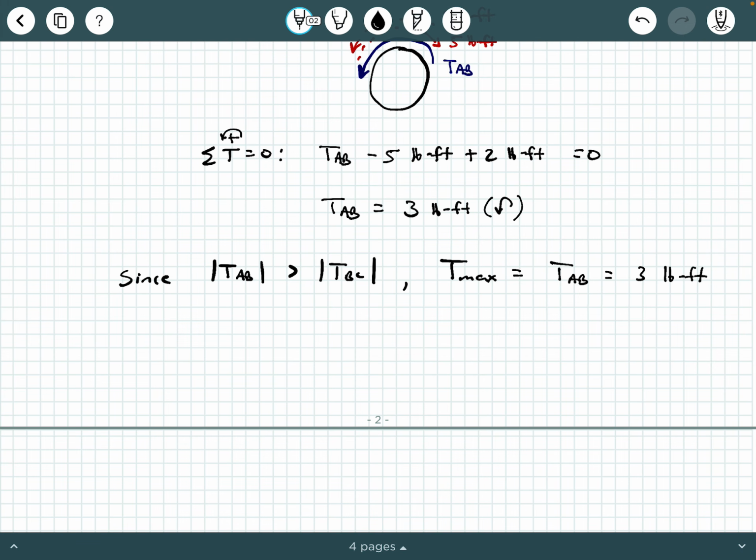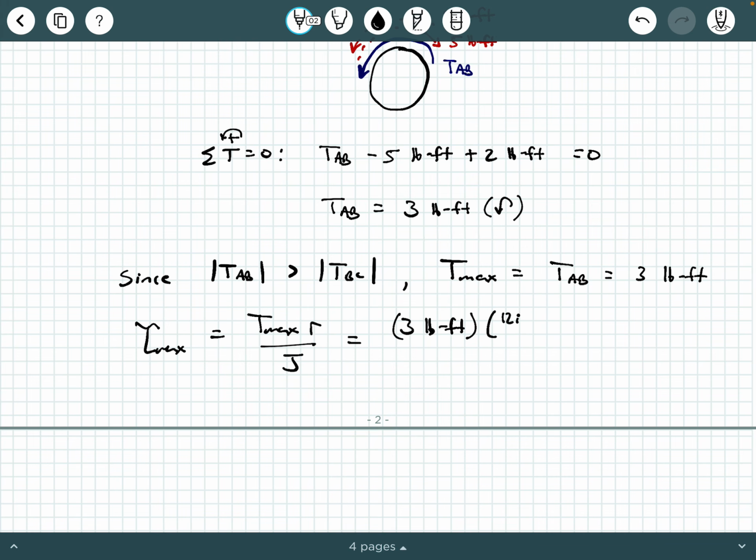And now we're ready to go. We're going to say tau max equals T max R over J. And so that's going to be 3 pound-feet. Now we got to be careful here. This is 3 pound-feet. We got to convert this to pound inches because our radius and our polar moment of inertia are also in inches. So we have to have consistent units.